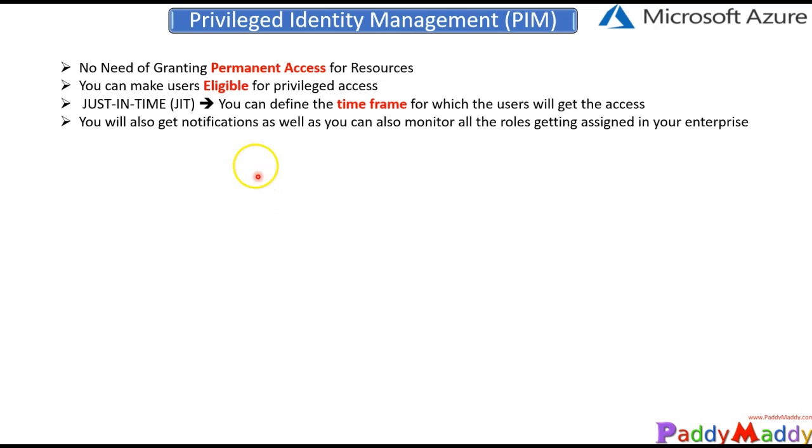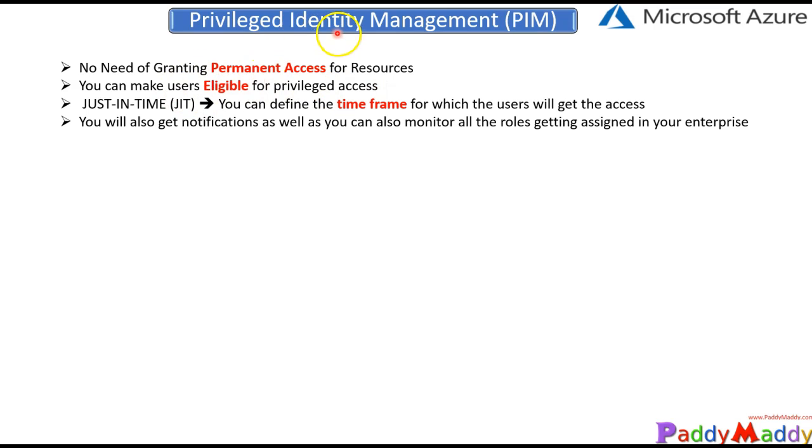So the idea for privileged identity management is you will never be granting a permanent access for your resources. You can make users eligible. I'll be talking about the word eligible. There are different terms that need to be understood, but for now, eligible means that instead of making them permanent, we are making them eligible users, so that they can apply for the privileged access, and then the system will grant the access.